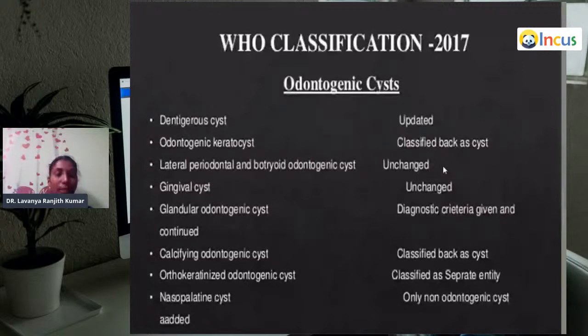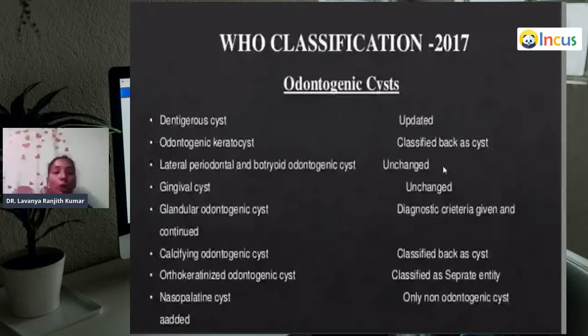There are no changes there. And odontogenic keratocyst, before, was considered a keratocystic odontogenic tumor, and now it is classified under cyst. It was mainly considered a tumor because of the PTCH gene involvement. But this gene is also involved in non-neoplastic conditions, so they said it has to be called a cyst, but it is the most common and aggressive cyst.